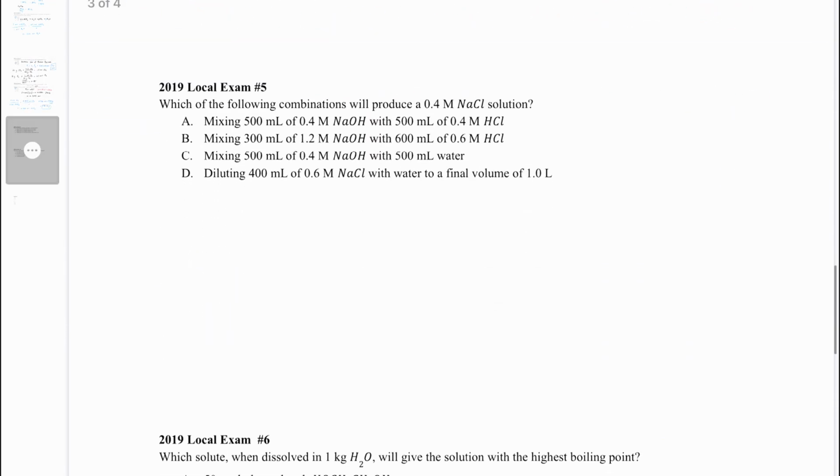Which of the following combinations will produce a 0.4 molar NaCl solution? Okay, so first of all, you have to realize that in a 0.4 molar NaCl solution, you have a 0.4 molar Na concentration, and you have a 0.4 molar chloride concentration. So which one of these answer choices best represents that we have both of these?